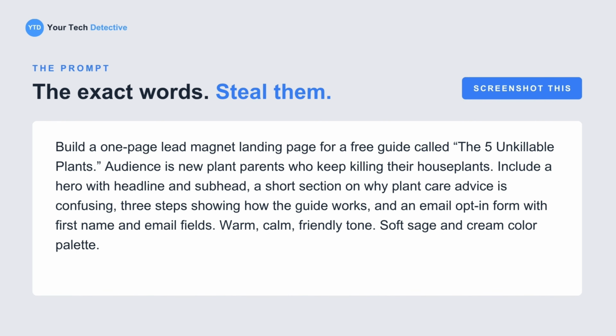And we want it to include a hero with headline and subhead, a short section on why plant care advice is confusing, 3 steps showing how the guide works, and an email opt-in form. This is the key one: an email opt-in form with first name and email fields. It should be a warm, calm, friendly tone, with a soft sage and cream color palette.